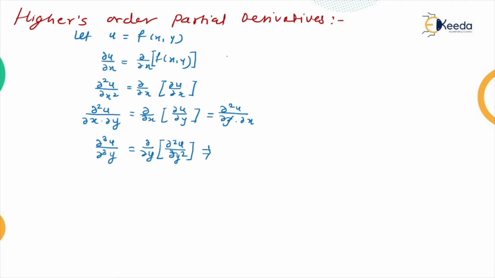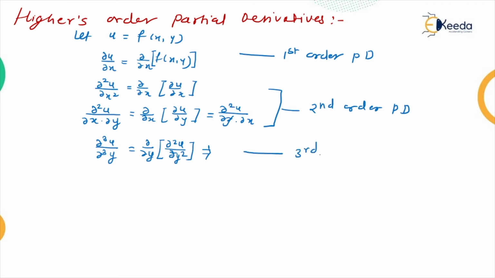So let's see. Number one, if you take ∂u by ∂x, it is called as a first order derivative. First order partial differentiation I am writing. Now these two are called as second order partial differentiation. Means you have to just take how many times differentiation you are taking here. And this number third, what is that? This is a third order partial differentiation.